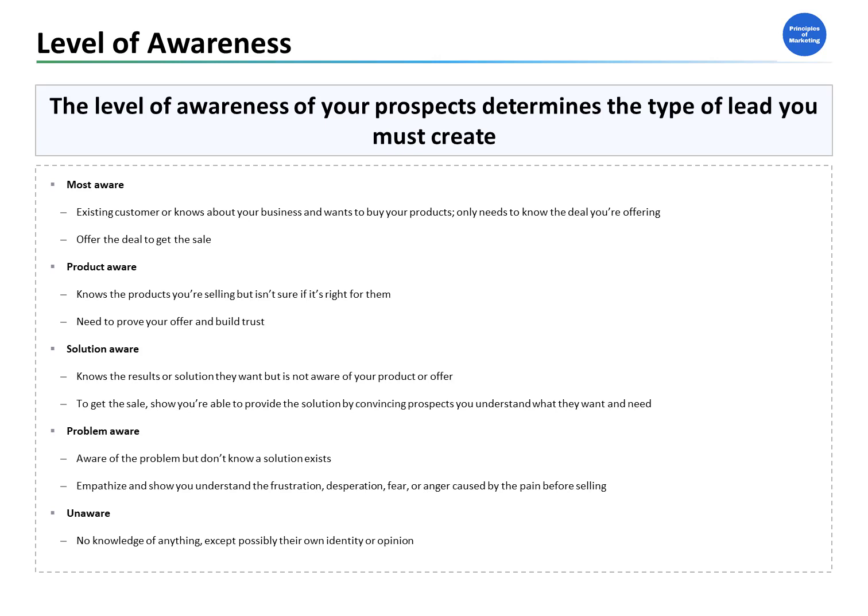Now, a level below that is problem aware. So prospects are aware of the problem, but they don't know a solution, i.e., your product exists. So what you need to do is empathize with your prospects and show them that you understand the frustration, desperation, fear, or anger caused by the pain before providing them with your solution, i.e., selling your offer.